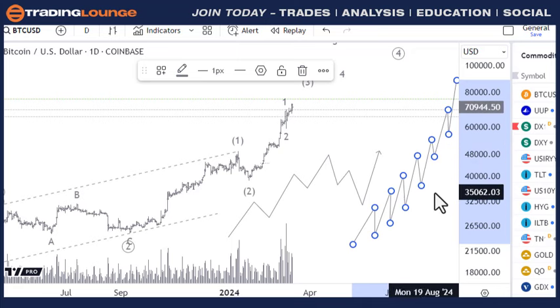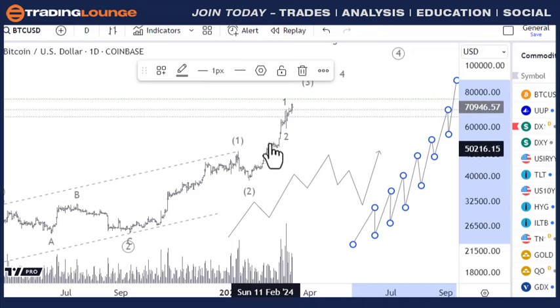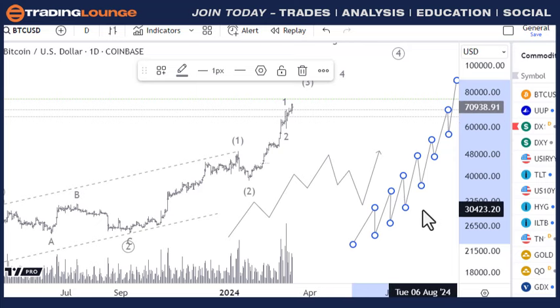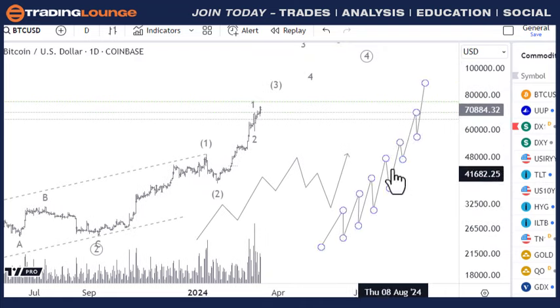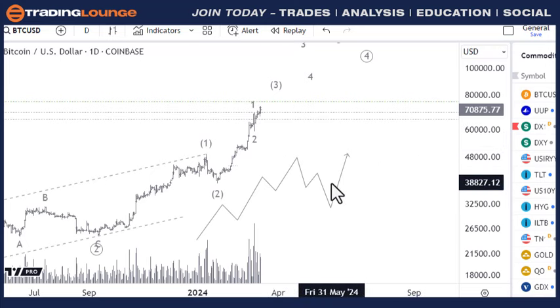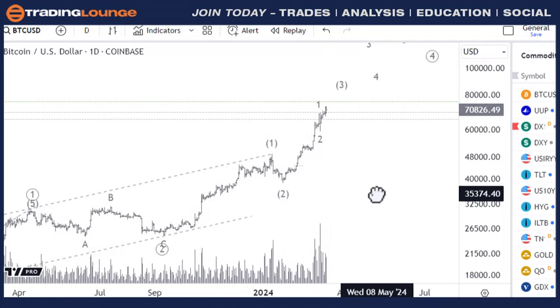So you can get variations of things, and when you get into these, they could be counted a little bit differently. But basically, most people counting this, no matter who they are, if they've been on the internet for a while, what they're all saying in a nutshell is that we are seeing impulse waves to the upside, not corrective waves. So we're definitely in a trend. It's just how you go about counting it at this point.